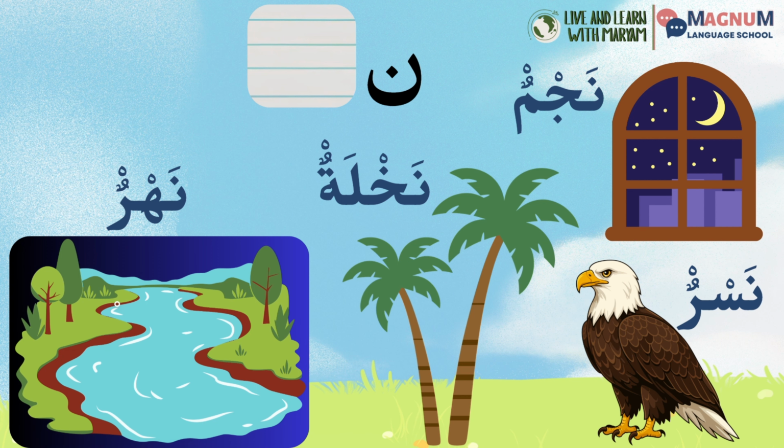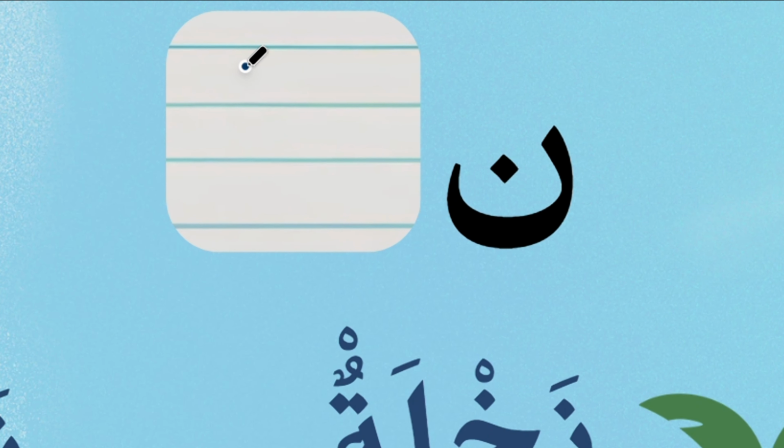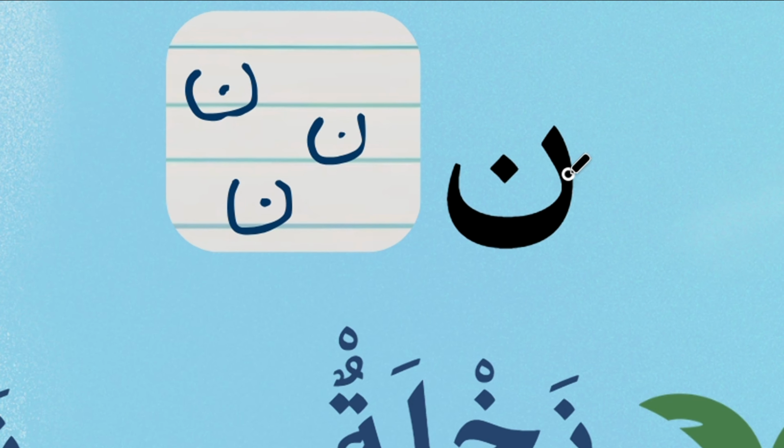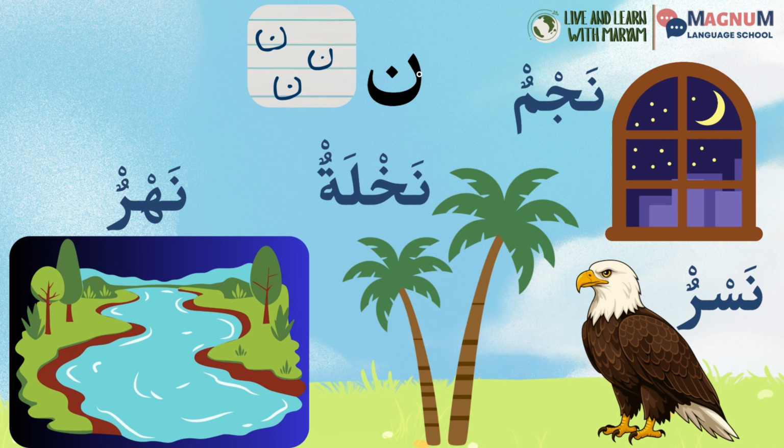Next letter is Noon. How to write Noon? Like this. Like this. With a dot. Like this. Okay? So, the words with Noon are Noon for Najmun means stars. Noon for Nasrun. Nasrun means eagle.